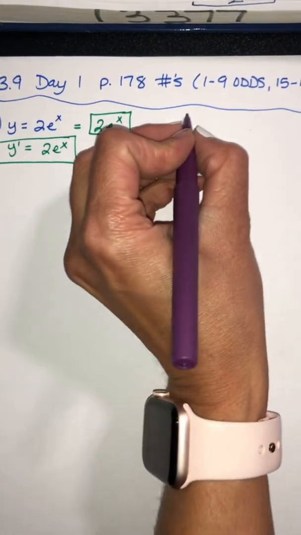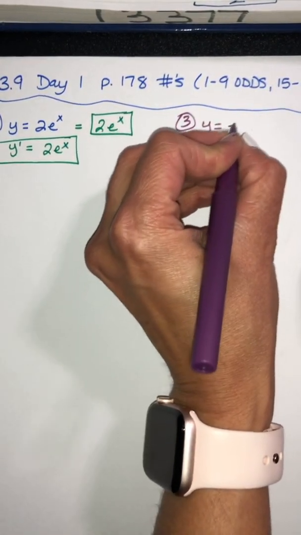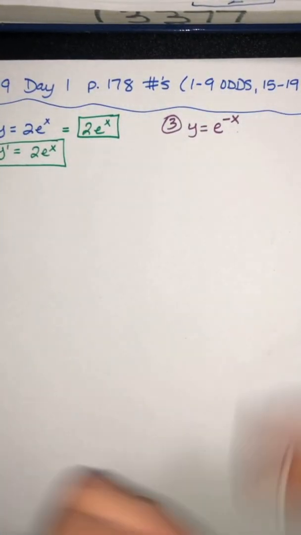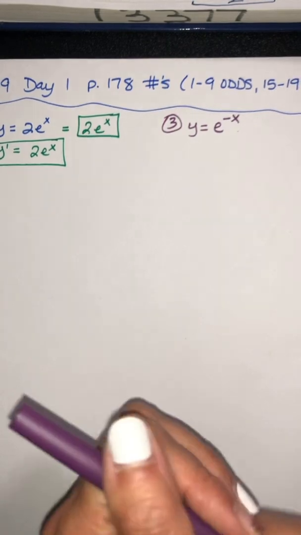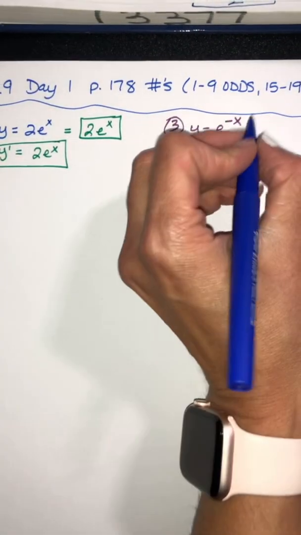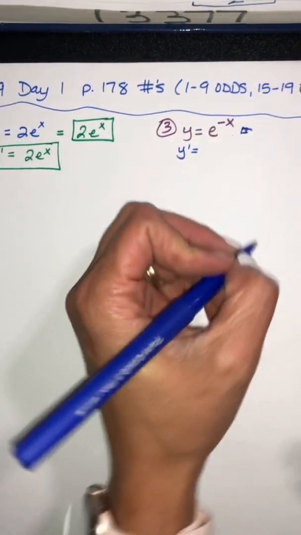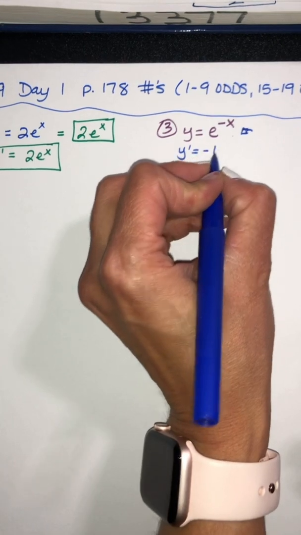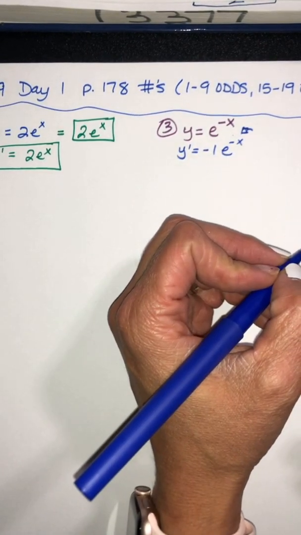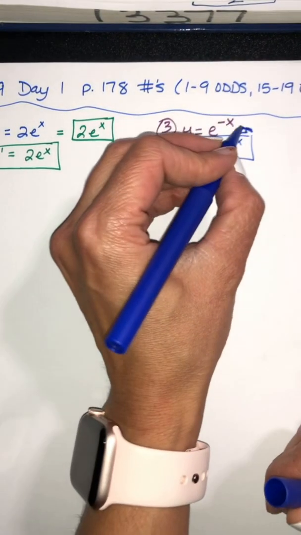Okay. Number 3, because we're doing 1 through 9 odds right now. Number 3 is y equals e to the negative x. Okay, so same type of thing, but we have to take the derivative of the exponent there. So when we do that, y prime equals, the derivative of a negative x is just a negative 1, and then we'll just have the same exact thing, e to the negative x. So negative 1 times e to the negative x. That's it.